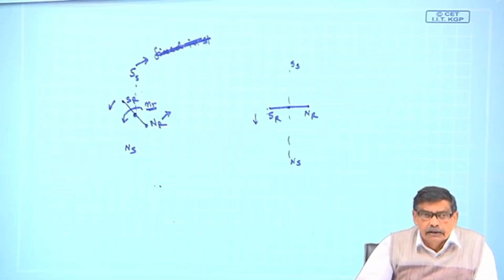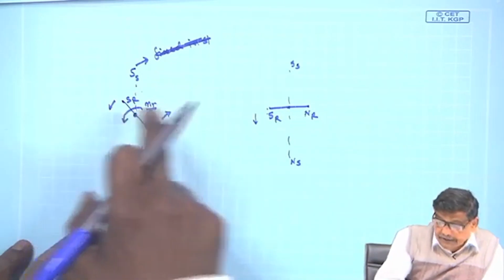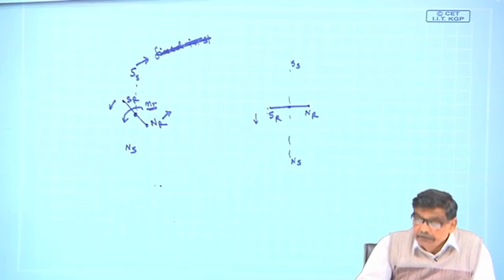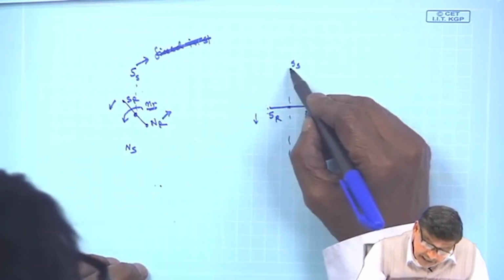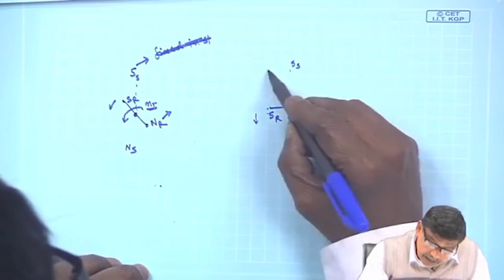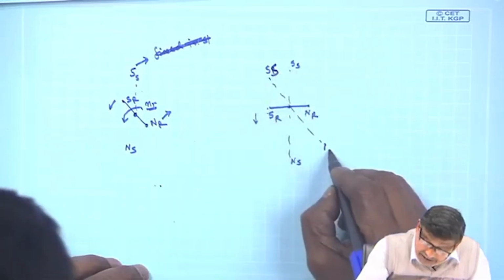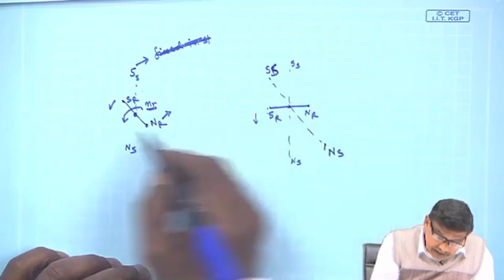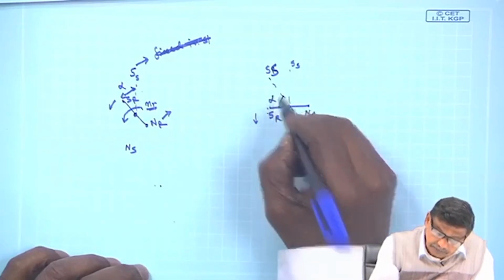Now, if I say that the same torque is to be produced, whatever was here, the same torque has to be produced here, then I will say that that is possible only and only if SS and NS have also moved by that time such that the angle between them, if I call it alpha, this remains alpha.